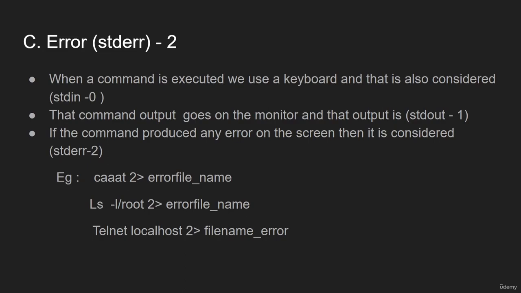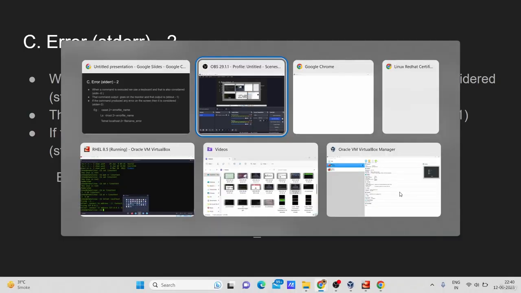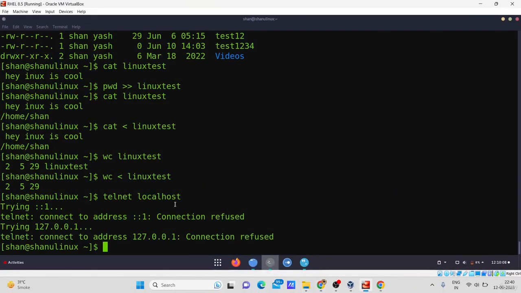And if the command produces any error on the screen, then it is considered as a standard error, right? And which has the file descriptor as 2. For example, let's just start from my Linux terminal. Here you can see I will write some command. For example, I am writing the command ns -l.